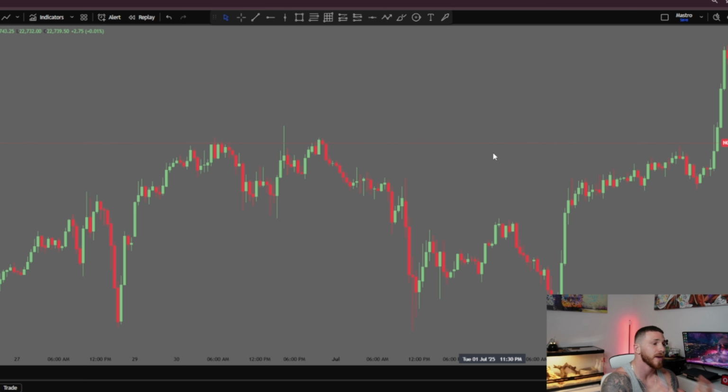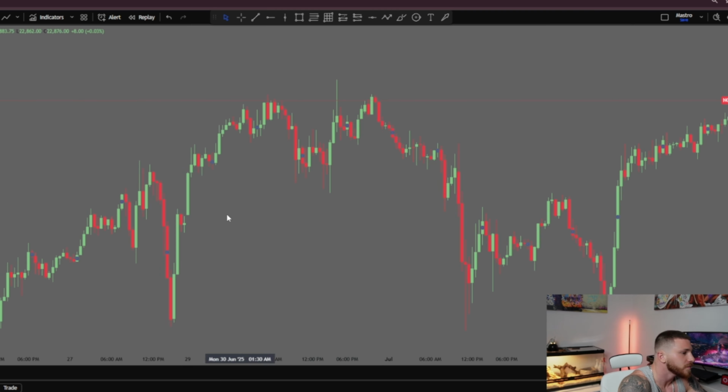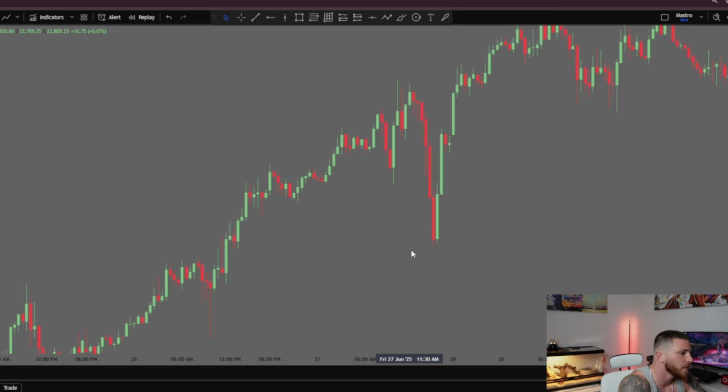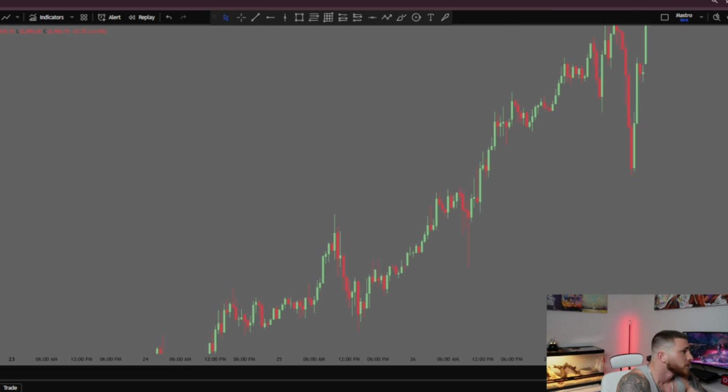Is that okay? All right. I think that's okay. Let's look for an uptrend. So let's go to the 1 hour time frame. Let's see when we break to an uptrend.